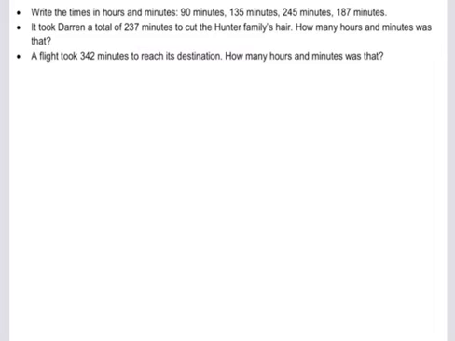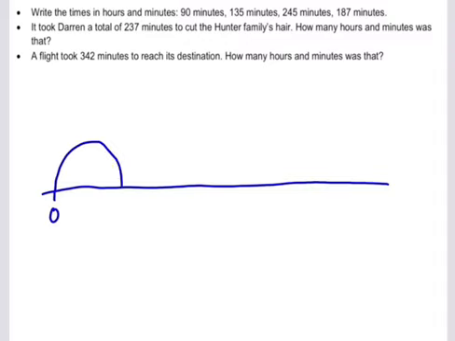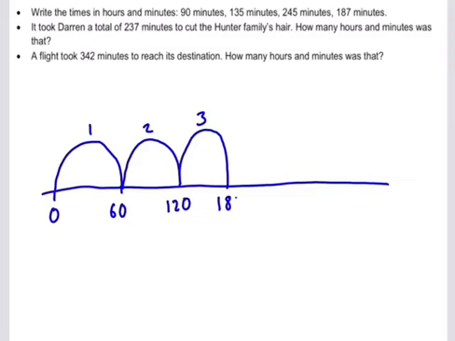It took Darren a total of 237 minutes to cut the Hunter family's hair. How many hours and minutes was that? Okay. So, Darren started at 0 minutes. He'd been cutting hair for an hour. He got to 60 minutes. He'd been cutting hair for 2 hours when he got to 120 minutes. He'd been cutting hair for 3 hours when he got to 180 minutes. He'd been cutting hair for 4 hours when he got to 240.